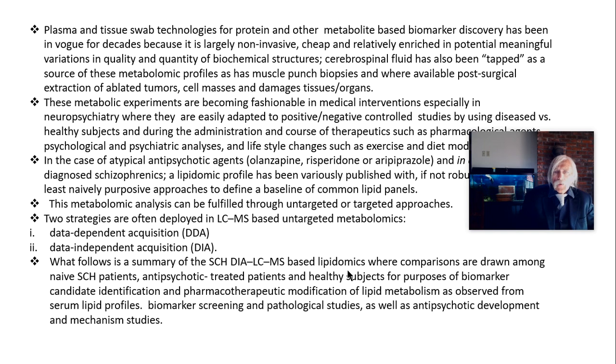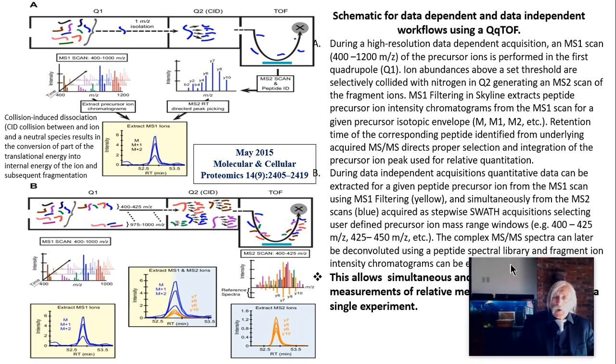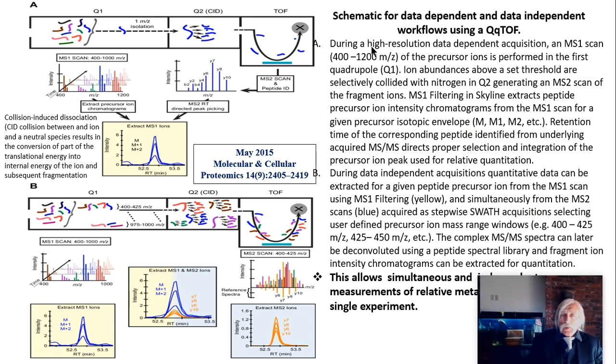All right, so now this gives you kind of a brief overview of what we mean by doing mass spec, LC mass spec. This shows you the liquid chromatography, and it shows you the mass spec. There's two different types. We're trying to show you that the one that they are using might be a little bit better than what is commonly done. Okay, so this is a schematic for data-dependent and data-independent workflows using a mass spec time of flight machine.